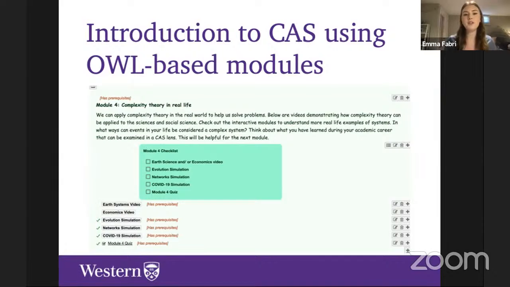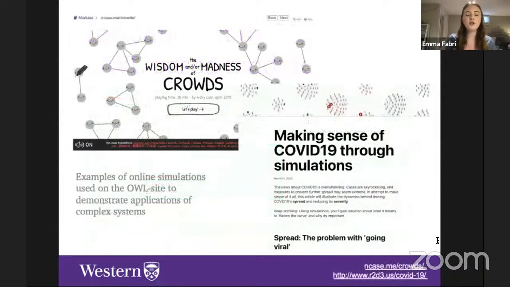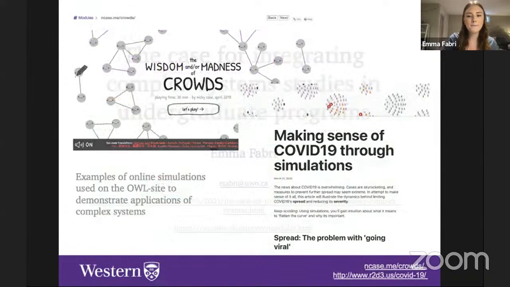So if you're looking for a place to start when introducing complexity theory, the resources section on the CAS Lab website is really helpful. And here are just two of the simulations that we included in the OWL site, one about social networks and one about COVID. And my practicum peers will be looking at these applications in detail a little bit later.